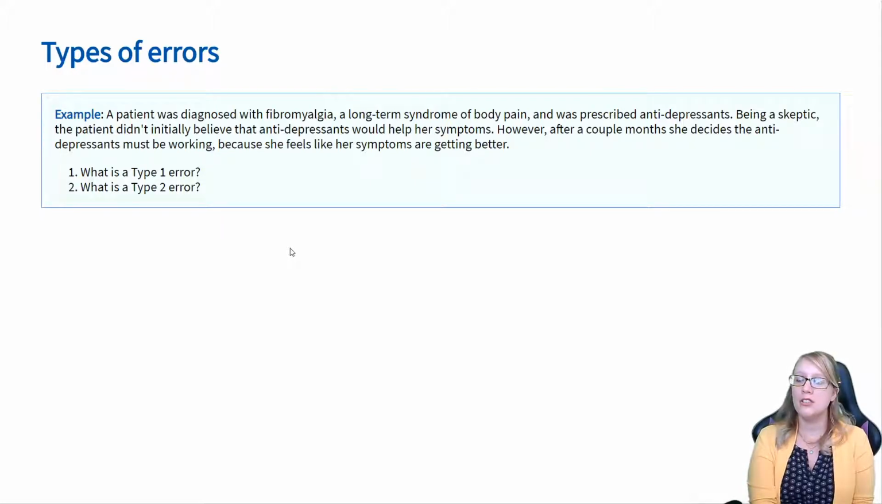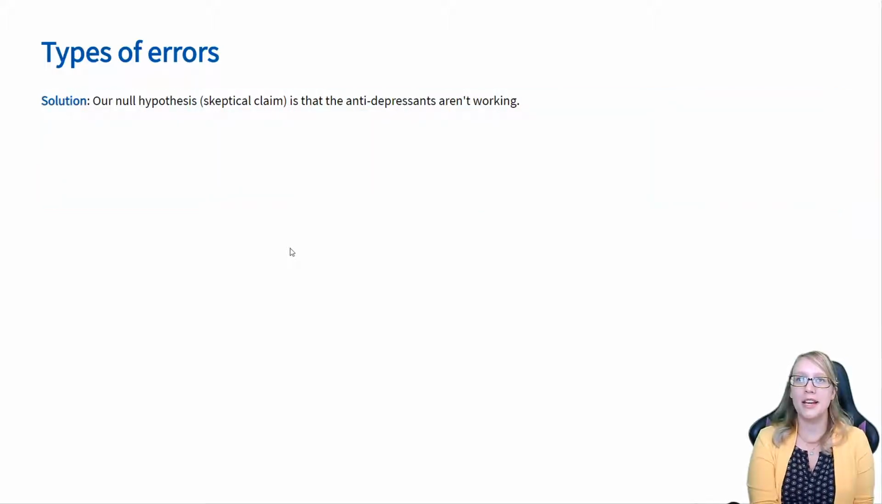We have a patient who's been diagnosed with fibromyalgia, which is a long-term syndrome of body pain, and she's been prescribed antidepressants to help try to treat it. Being a skeptic, the patient doesn't initially think that these antidepressants will really help. However, after a couple months, she decides that, hey, these must be working, because she feels like her depression symptoms are getting better. So our type 1 error, what is that going to represent?